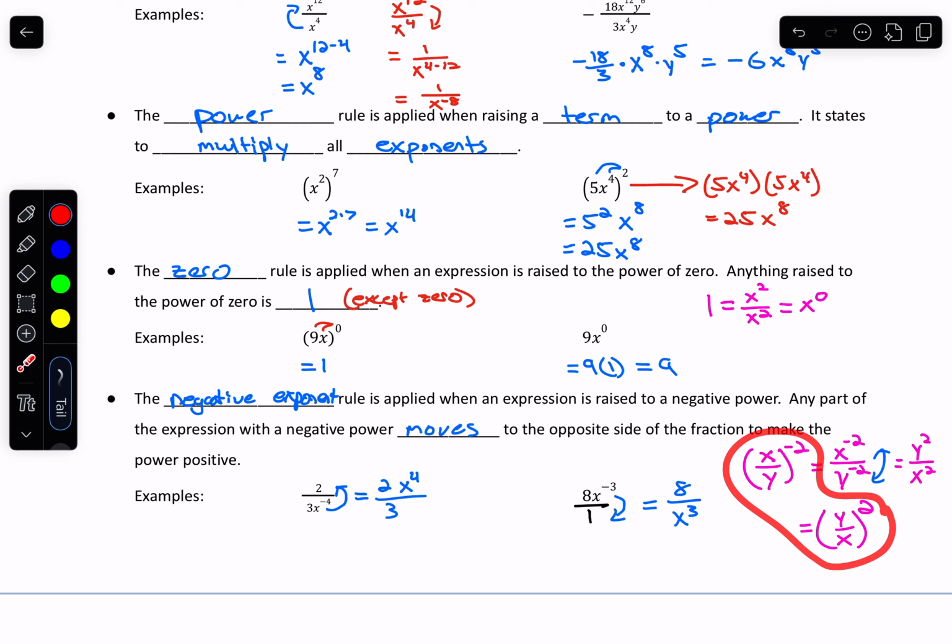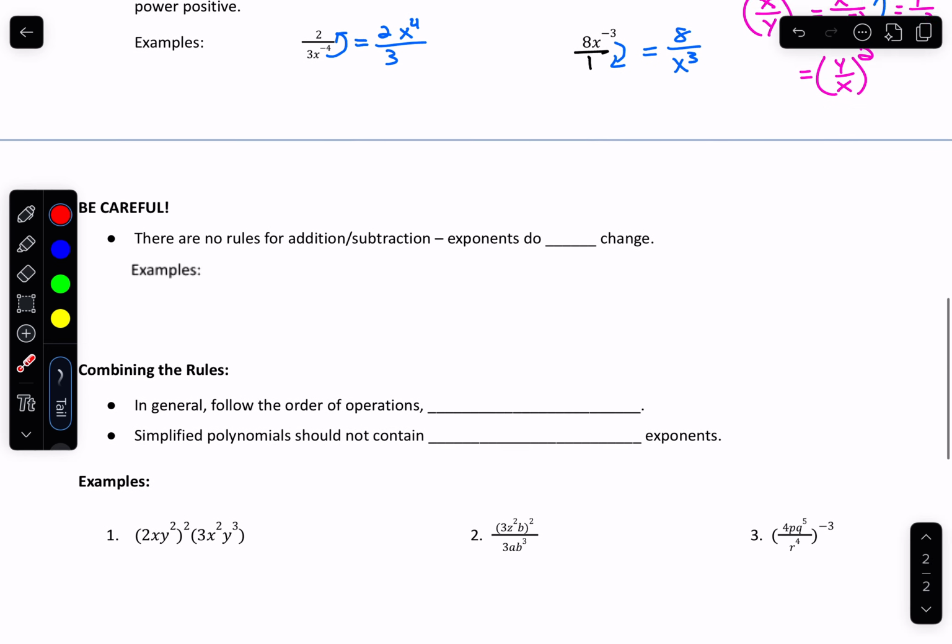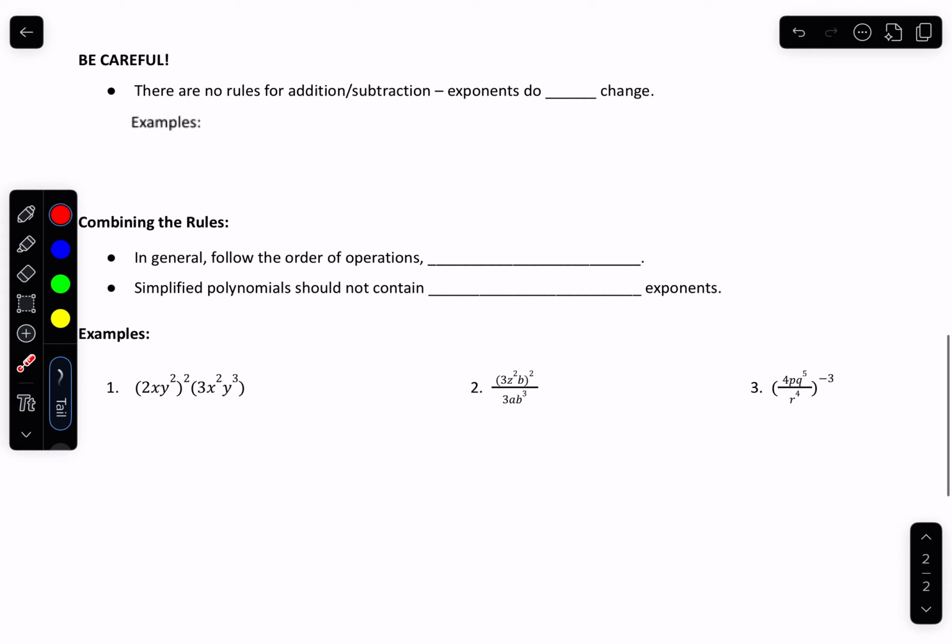So we can show the steps in the middle, but really we just need to know this rule that a fraction to a negative exponent, when you flip the fraction to its reciprocal, that negative sign goes away on the exponent. All right, now we're going to do some practice, but first, a word of caution.